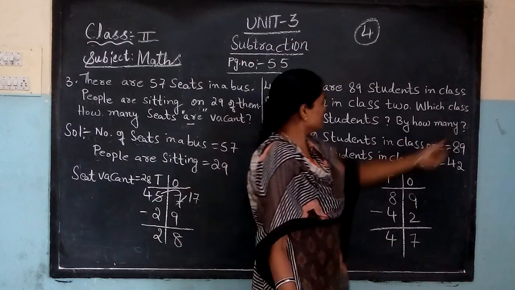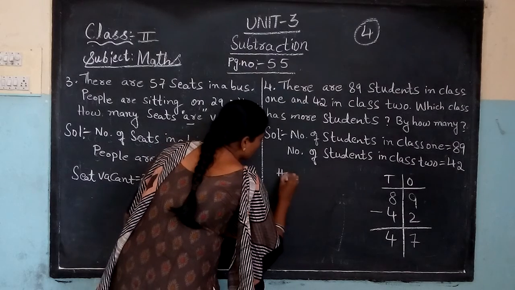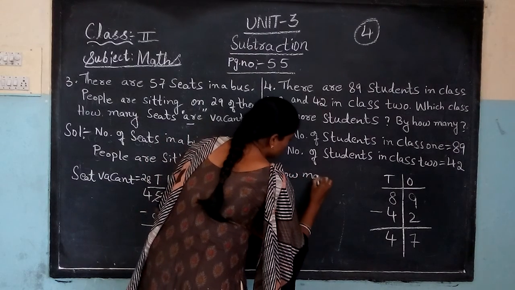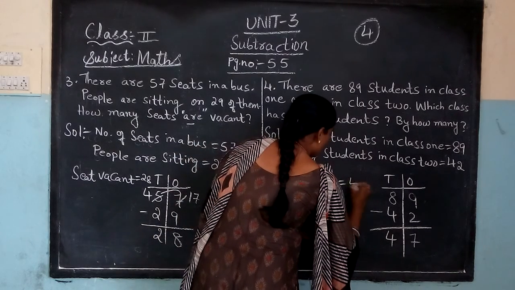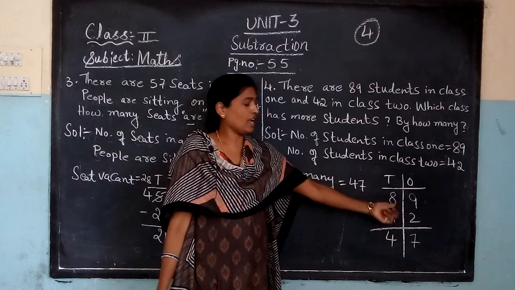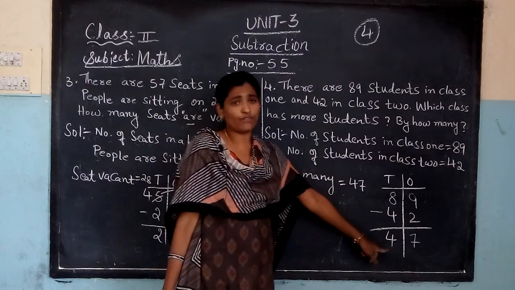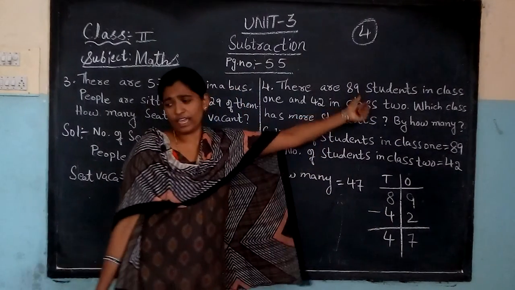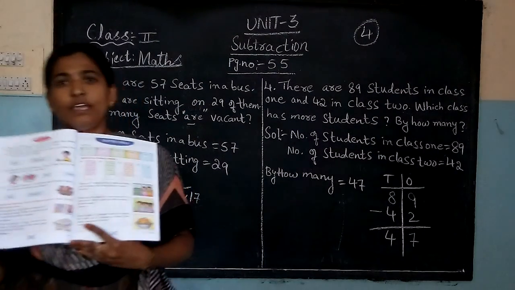By how many means 47. More students by how many means 47. 47 is less than 89, no? That's why 89 is more than 47. In which class they have more students means 89. Okay, in the textbook there are sums. I will send the picture. We will do it as homework.